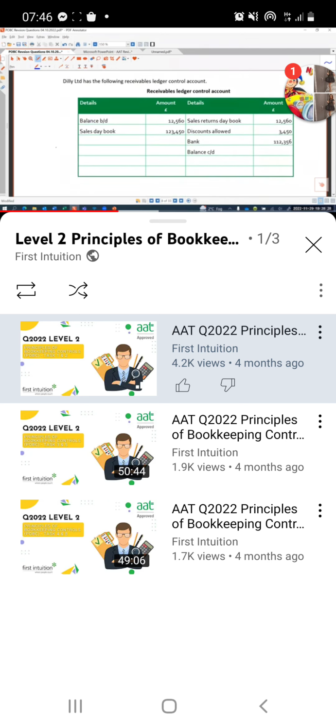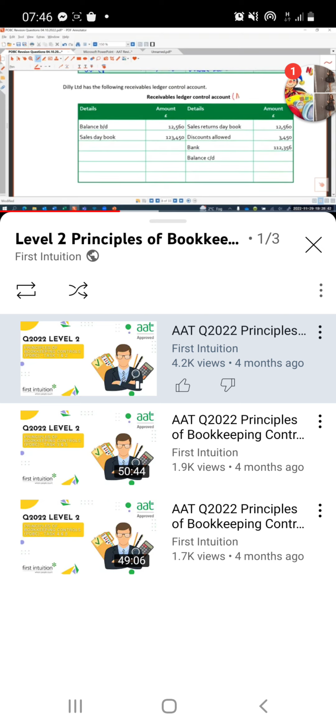The next part being this one, that Dilly has the following receivables ledger control. And what I would like you to note about this account is that a receivables control account is an asset because it represents money owing to us from our customers. So when it's an asset account, that means that the balance increases. So we increase the asset on the debit side. An asset is a good thing for us. People owe us money. So if we make sales, people owe us money. So that increases the asset. More customers owe us money.